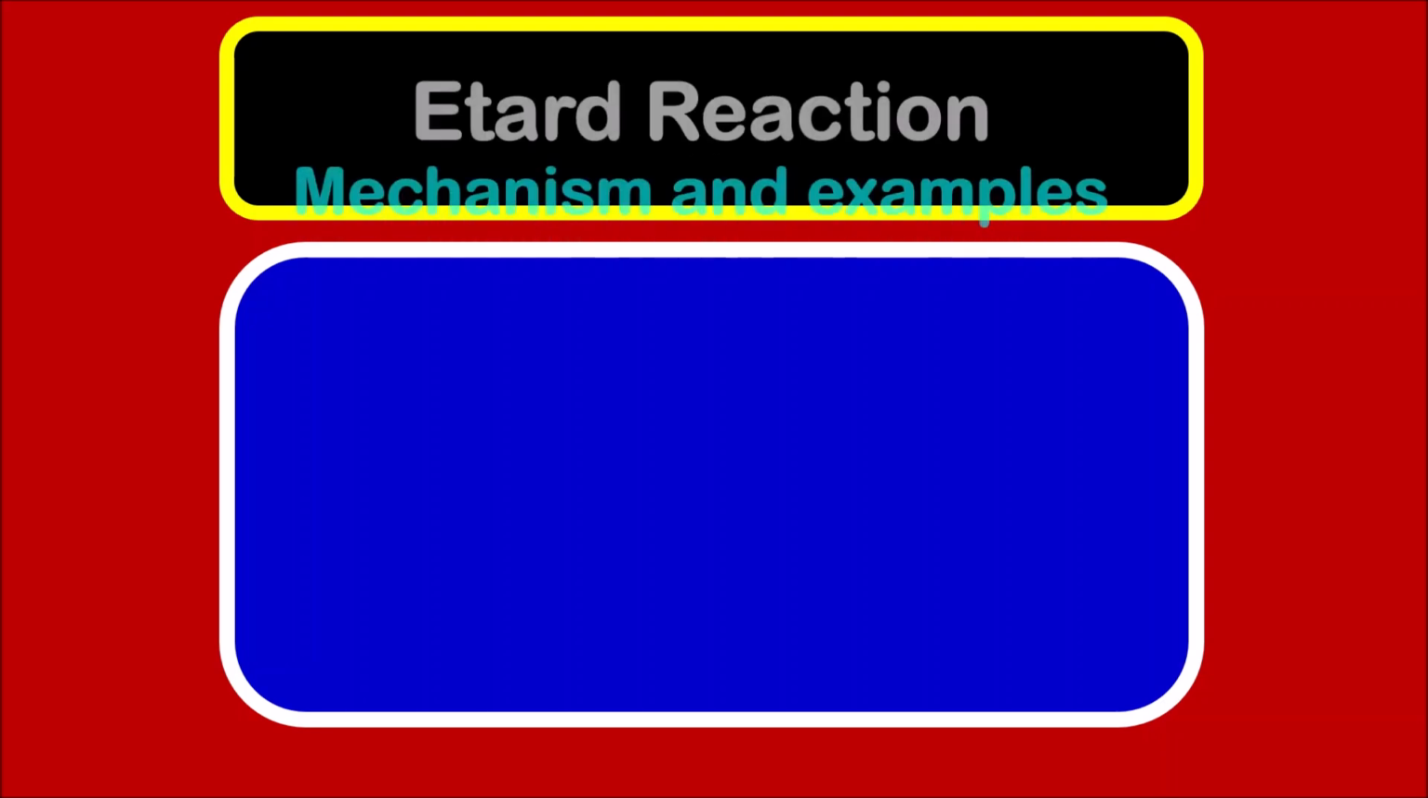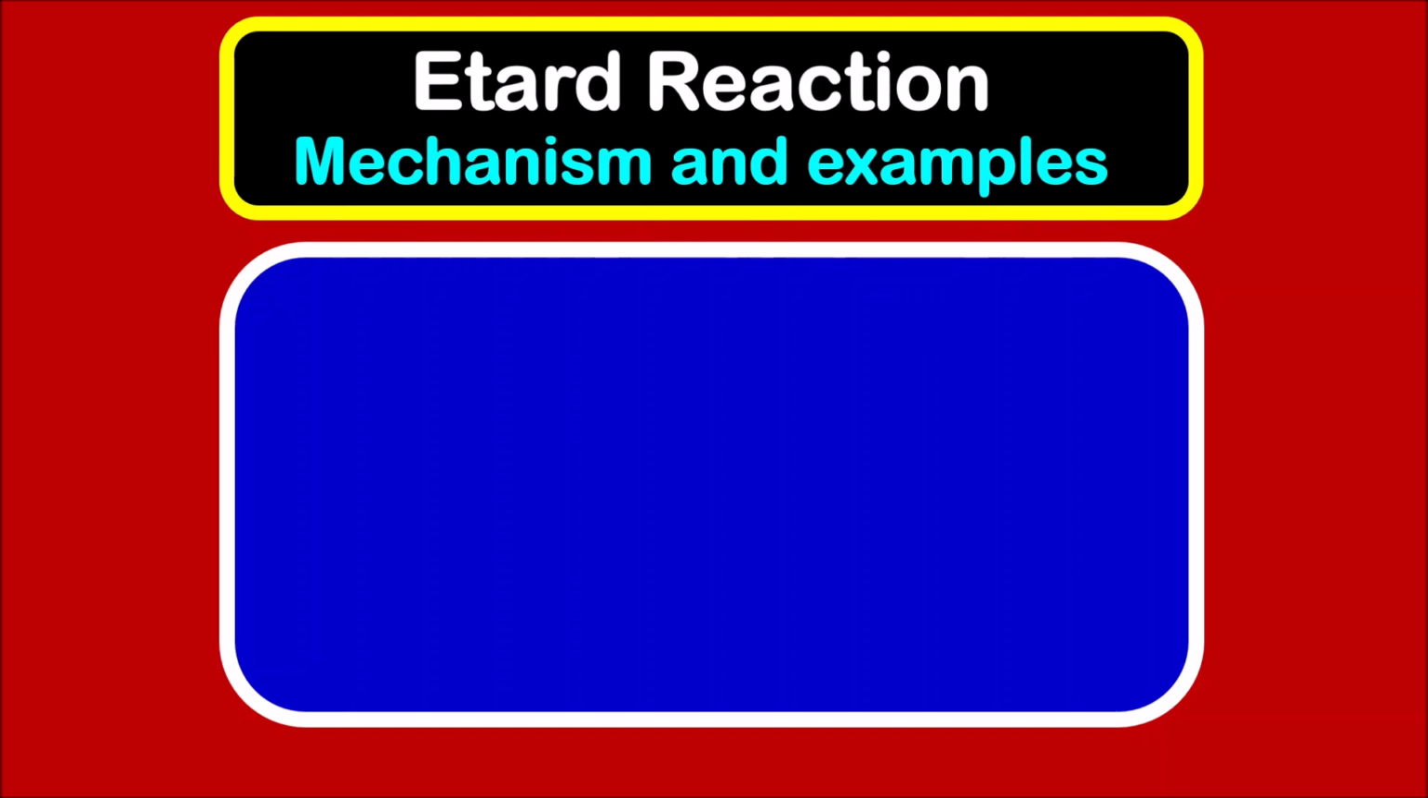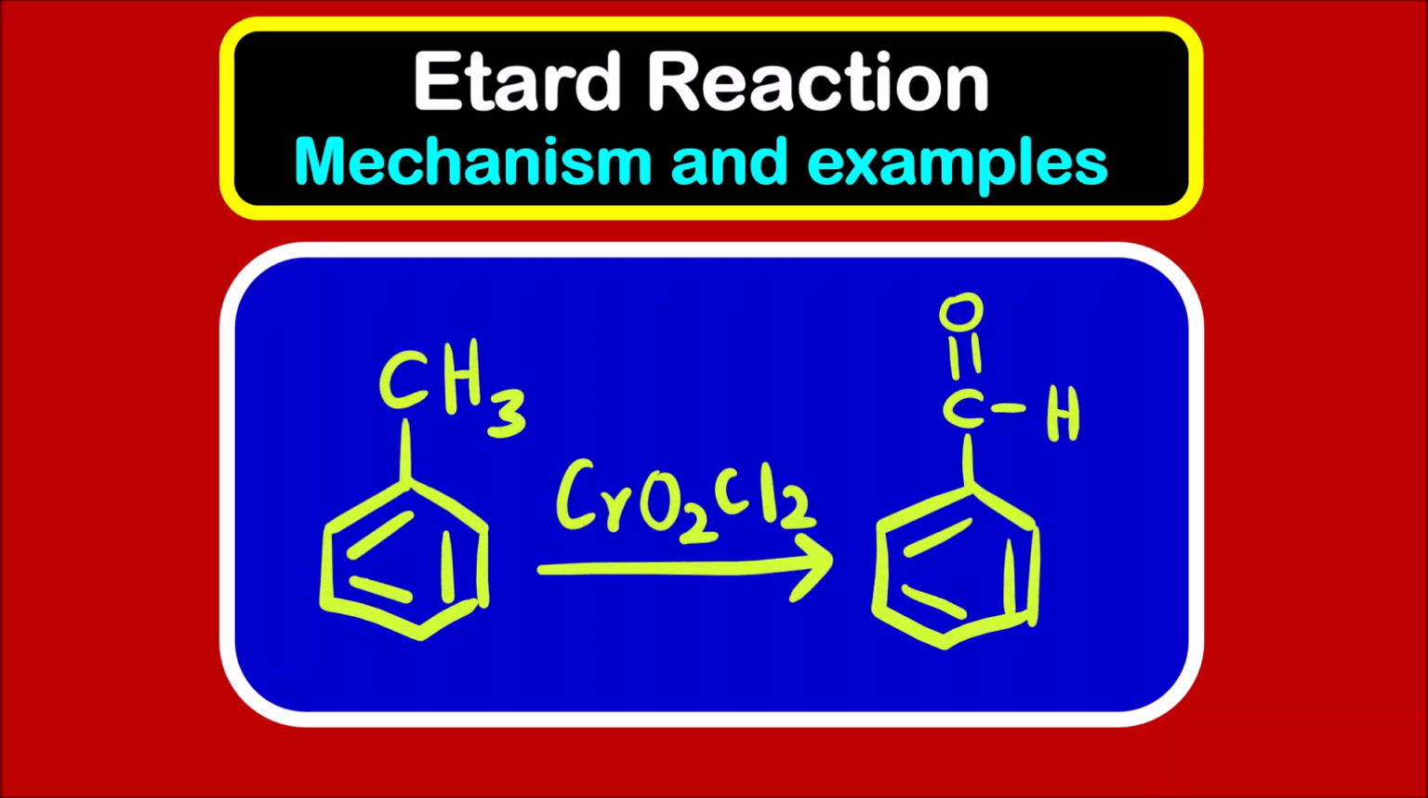So in today's video, we are going to learn a very interesting reaction, that is the Etard reaction, that we generally study in class 12. So what is the Etard reaction? The reactant is a benzene with a methyl group. What is the name of this? It is toluene. Toluene reacting with CrO2Cl2. What is this? This is called chromyl chloride. The name of this compound is chromyl chloride. And the methyl group gets partially oxidized to aldehyde.